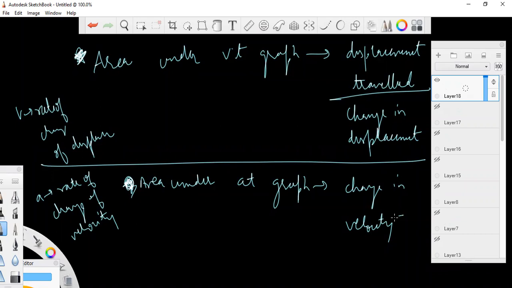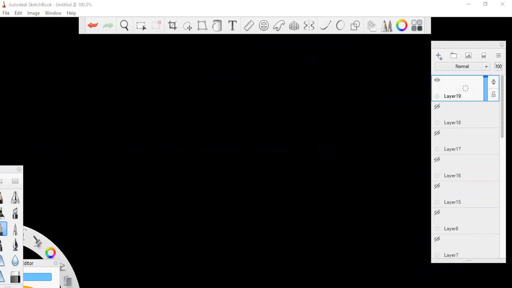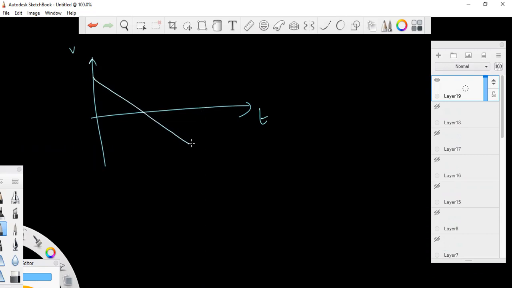Using this, a lot of questions can be given. I'll just give you a few questions and ask you a few things. Suppose this is the VT graph given to you. This is a straight line like this, and then a graph like this, and some values are given. This value is 10, this value is minus 10, this value is 5, this value is 10, and this value is 12 seconds.